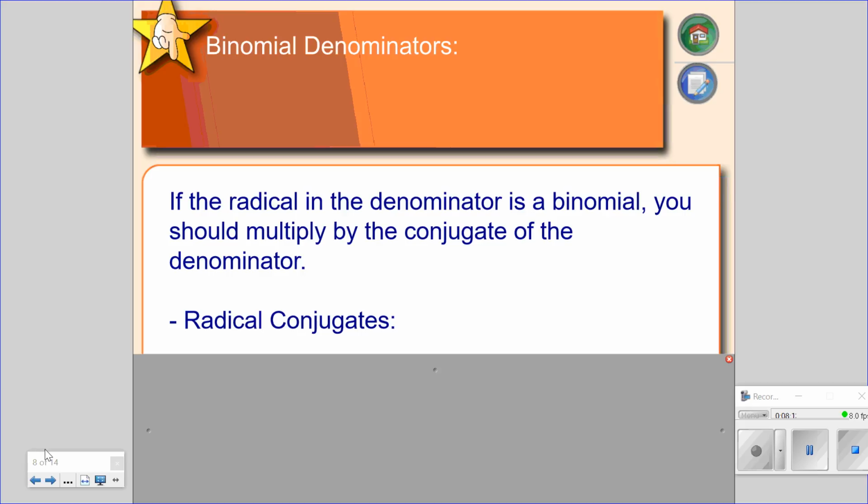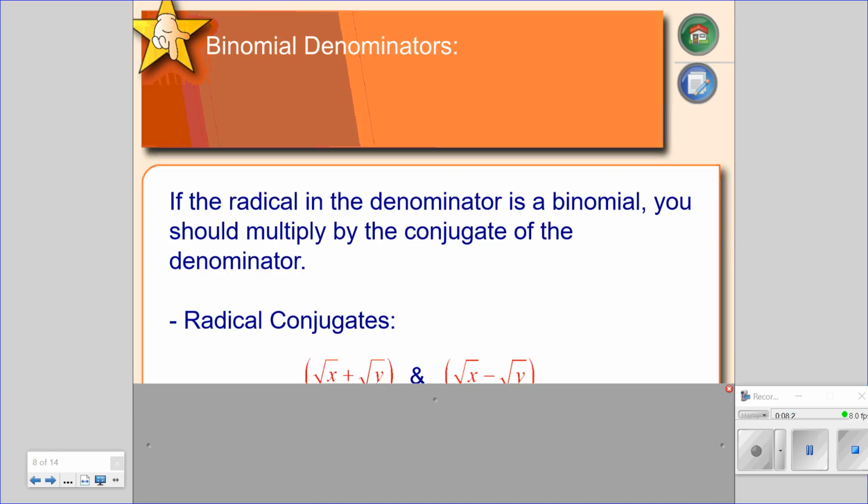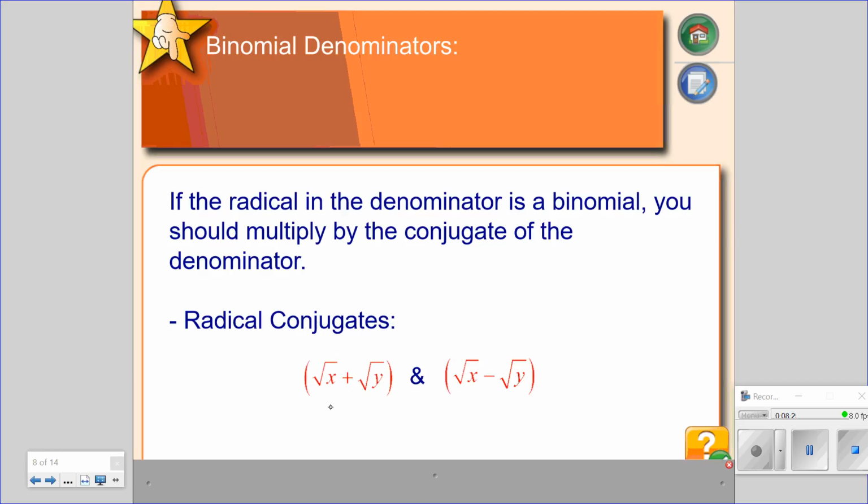All right, so let's move on to radicals that have binomials in their denominators. So if the radical in the denominator is a binomial, you should multiply by the conjugate of the denominator. So radical conjugates, for example, look very similar. So this binomial is a conjugate of this one and vice versa. And what you'll notice is that in the binomials, the two parts of the binomials are the same, but the signs are opposites of each other.